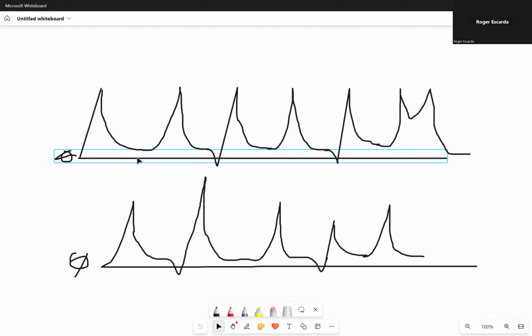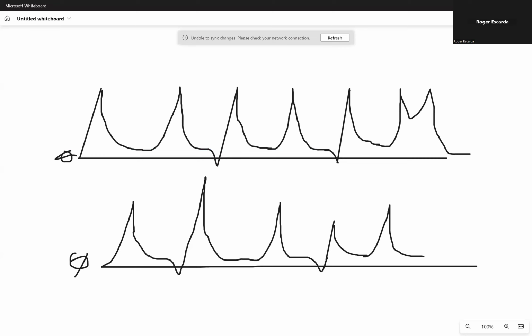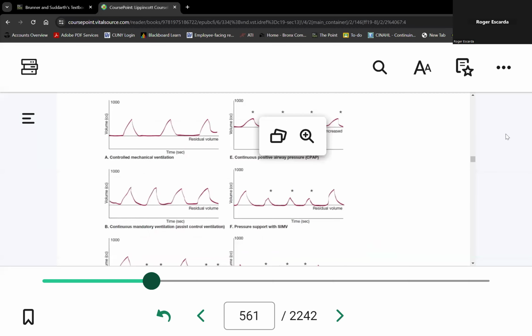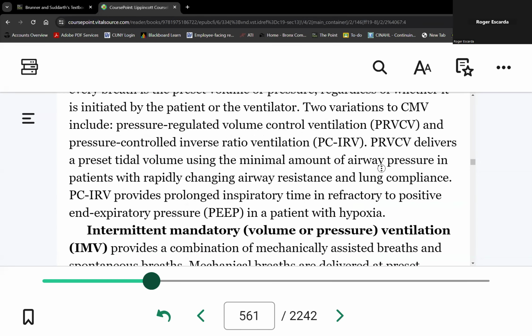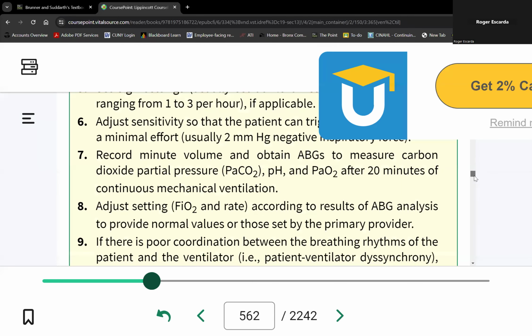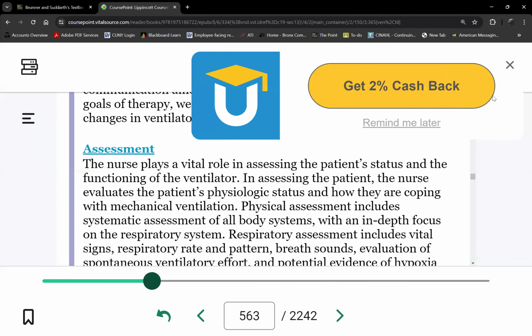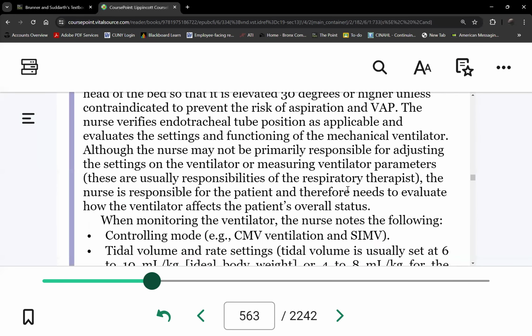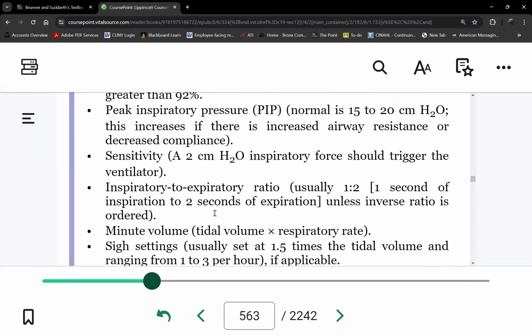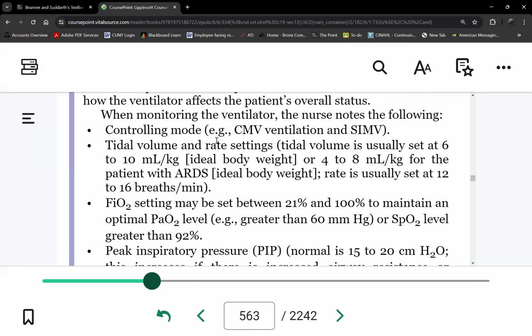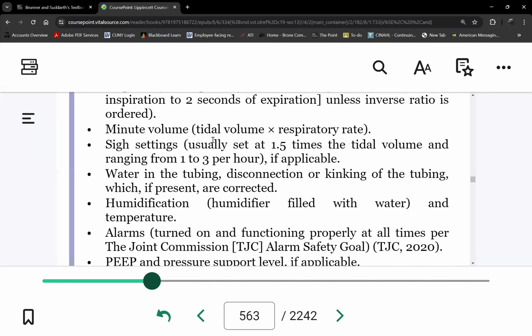So let's say the patient's in distress. Momentarily, we may increase PEEP, just for that moment. This all has to do with the settings on the machine. This is all in the settings right here, from the mode all the way to the PEEP.